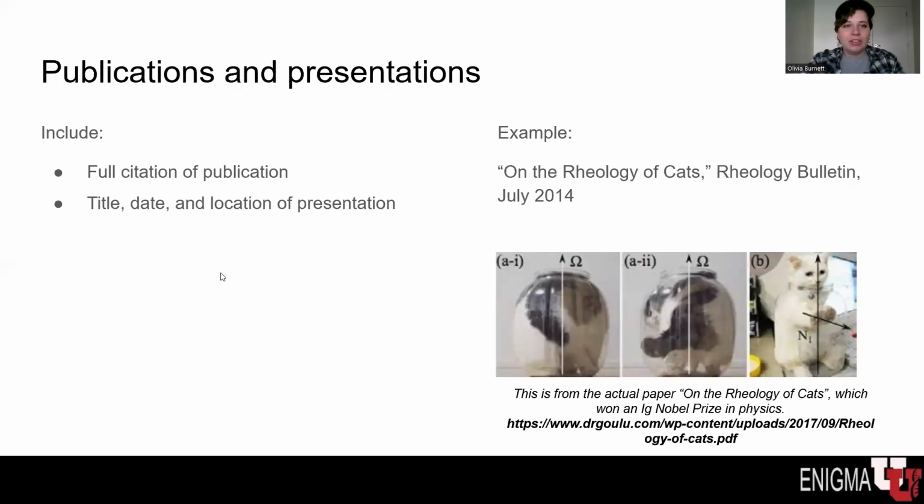And then, if you have any publications or presentations, then you include the citation so that they'll be able to find that and trace that back to you. But again, this would be good if you have publications that are relevant to the job. This is an actual paper that I've used as my example on how cats turn into liquids when they relax. So that's worth a read.